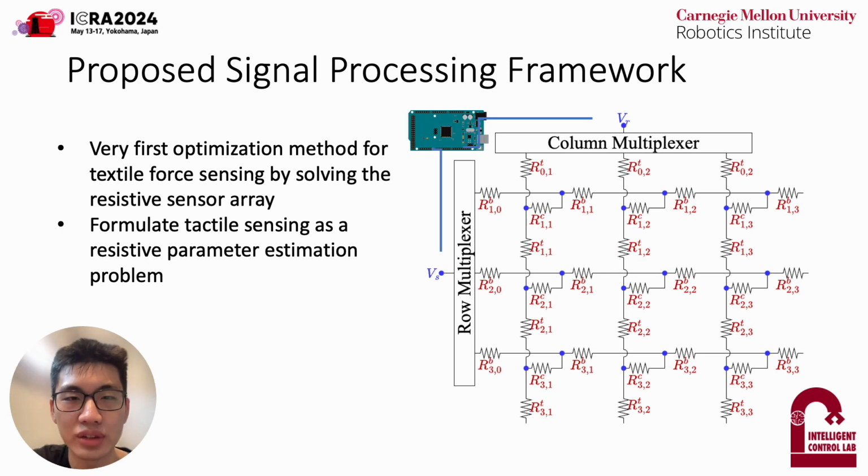To tackle this challenge, we proposed the very first optimization-based method applied to a resistive sensor array model to solve the problem. We formulated textile sensing as a resistive parameter estimation problem. We solve for the resistive parameters across the skin and predict the contact forces given the voltage measurements across the rows and columns.